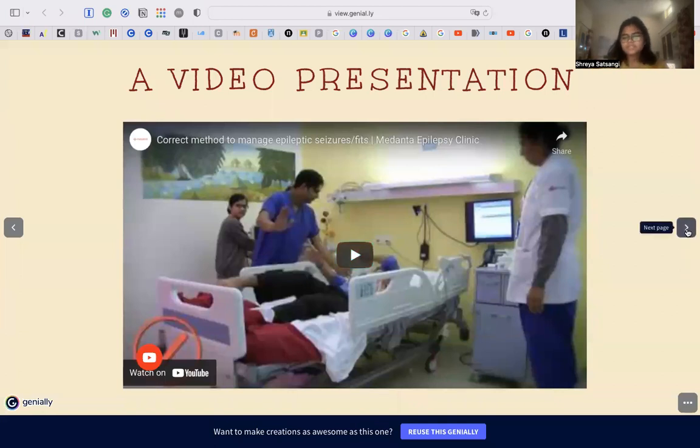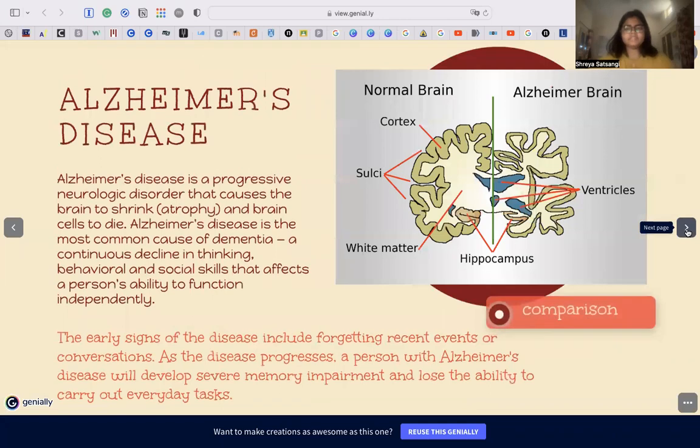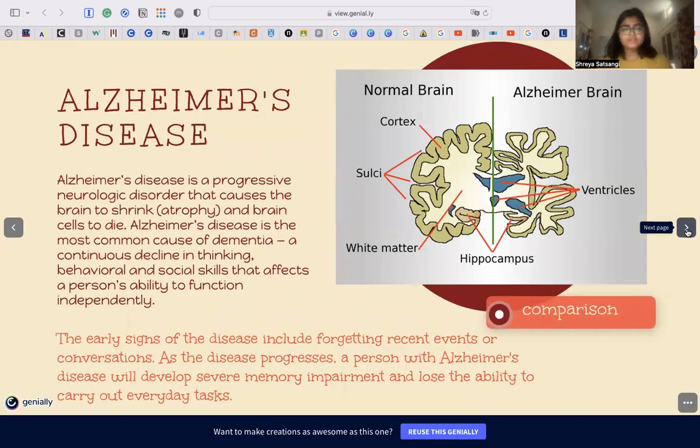So the treatment is not very simple. Now, after talking about seizures and epilepsy disorder, we will talk about Alzheimer's disease. It is a degenerative neurological disorder which degenerates the cells and decreases the amount of cells. Alzheimer's disease causes the brain to shrink and brain cells to die. It is the most common cause of dementia, a continuous decline in thinking, behavior, and social skills that affects a person's ability to function independently.